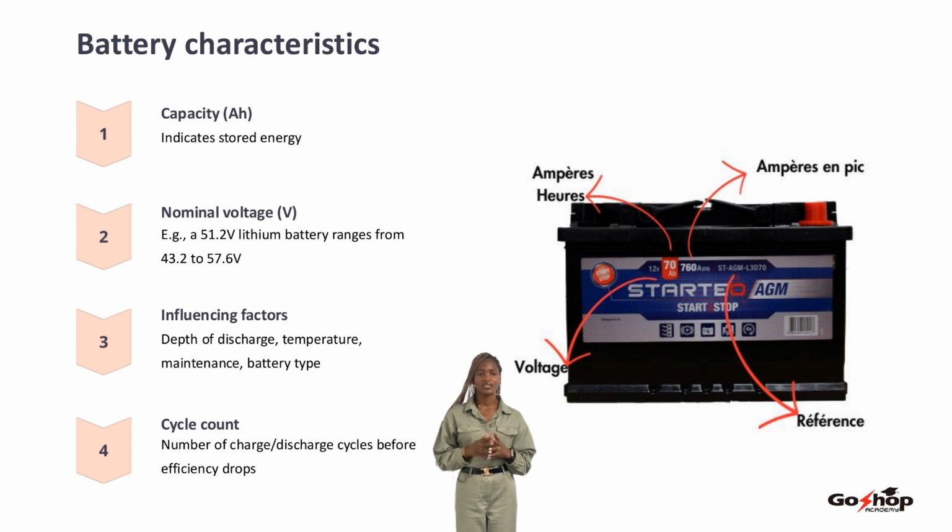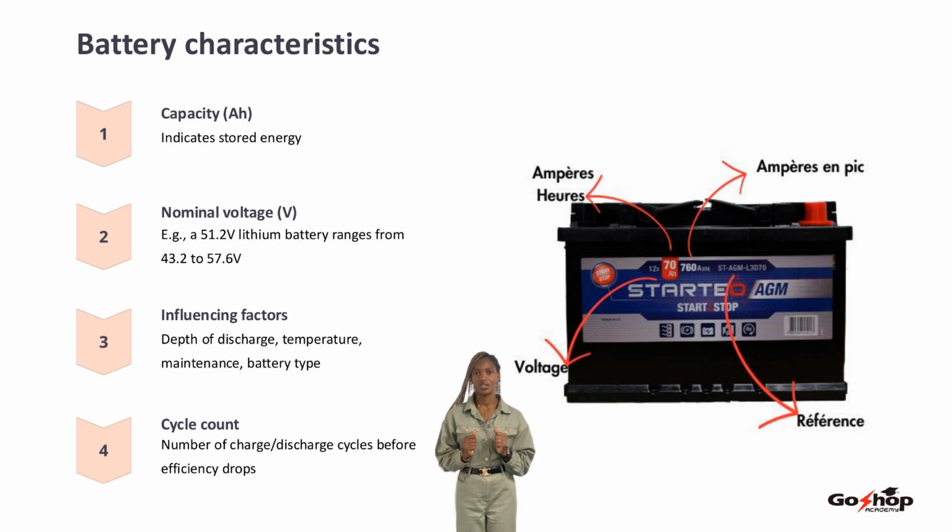To choose a battery that suits your needs, it's essential to know its key specifications. Here are the main ones. Capacity, Ah. The amount of energy the battery can store. The higher the capacity, the longer it lasts. Nominal voltage, V. The average voltage at which the battery operates. Example: a lithium battery may have a nominal voltage of 51.2 volts with a range from 43.2 volts to 57.6 volts.